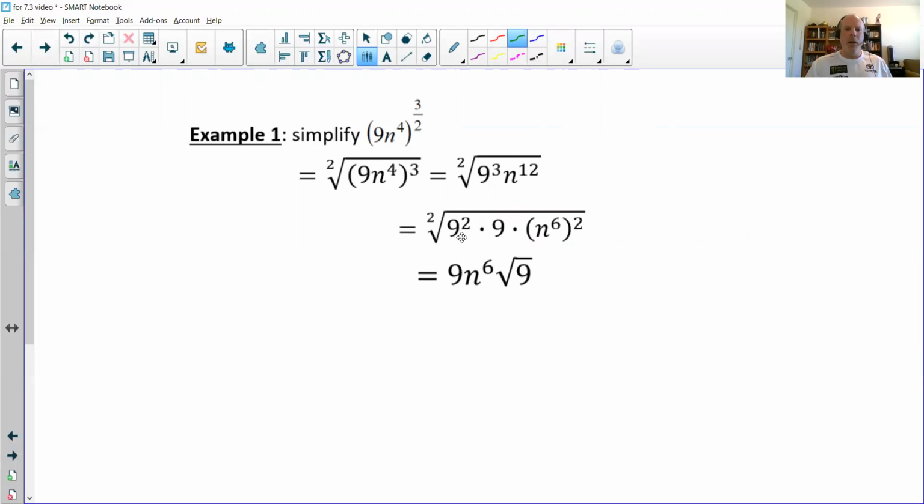The square root of 9 squared is 9, which comes out as the 9 in front of the radical. The square root of n to the 6th squared is n to the 6th, so that comes out of the radical as n to the 6th. The 9 stays under the radical for now. However, I can square root that as well. The square root of 9 is 3, which comes out of the radical and multiplies by the 9, which gives us 27n to the 6th. So as it turns out, 9 cubed is a perfect square itself.